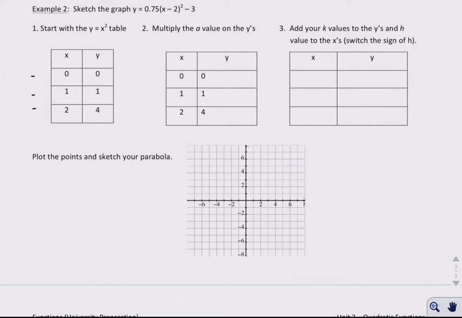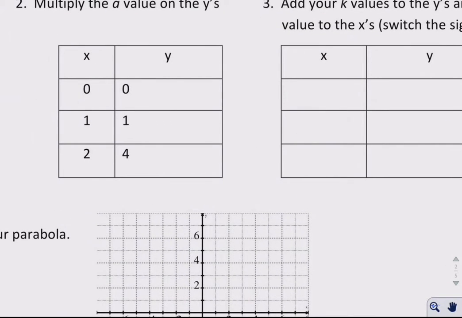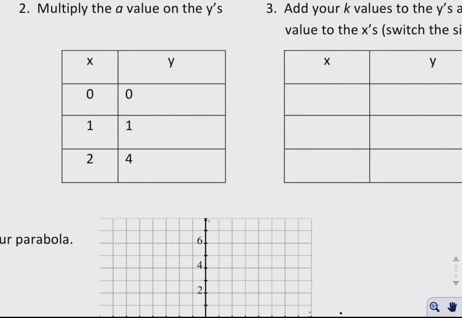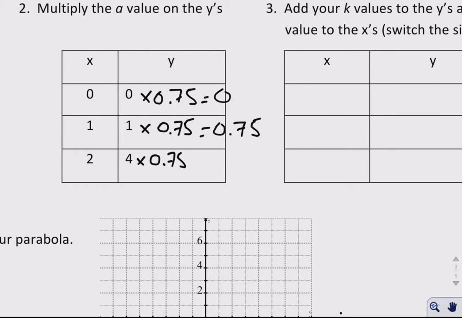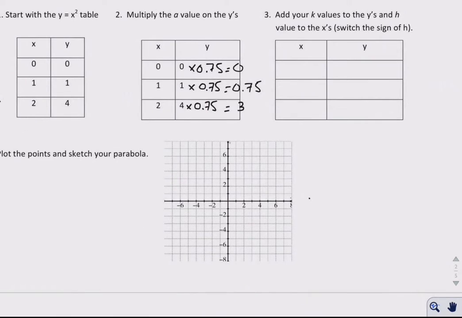So 0 times 0.75 is just going to be 0 itself. 1 times 0.75 is going to be, well, 0.75 again. And finally, we've got 4 times 0.75. And that is going to give us, well, 0.75 is 3 over 4, times 4, we get 3. So there's our second step, multiplying the y's by the a value.